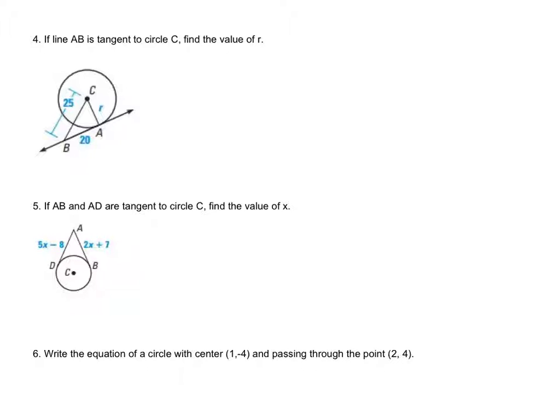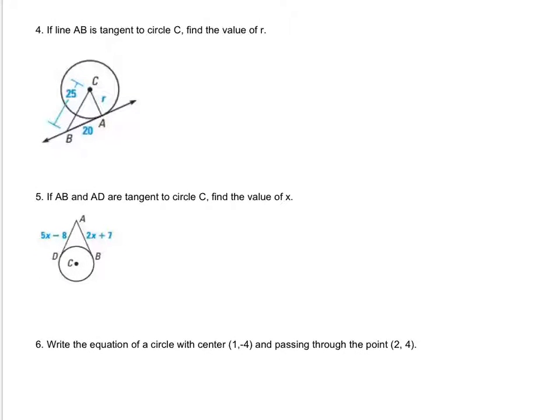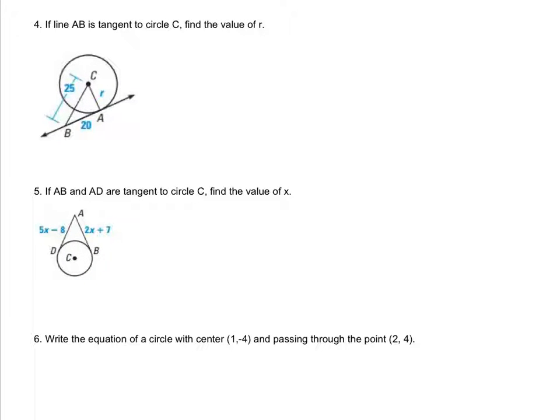Okay, let's look at a couple other questions. This says, if line AB is tangent to circle C, find the value of R. Now remember, we said if it's tangent, then it is going to be making a 90-degree angle. So since we have a 90-degree angle, we know the Pythagorean theorem applies. So again, the hypotenuse would be by itself, so r squared, which is one of the sides, plus 20 squared, which is one of the sides, must equal the hypotenuse squared.